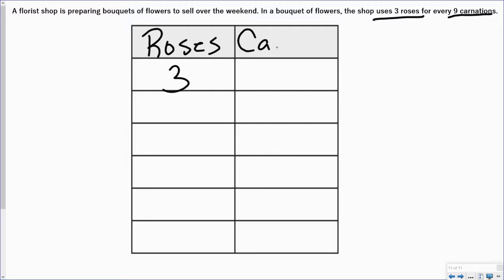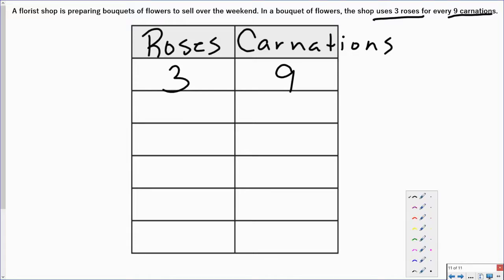So my carnations would go here, and I would put my 9 here. So now I'm going to work through and make my equivalent table, or equivalent ratios, to fill in my ratio table. Now, again, I can look at this a variety of ways. I can look here and say, every time I have roses, I'm going to multiply it by 3 to get my carnations. Or I could work my way down my ratio table by using multiples of 3 and multiples of 9. Either way is going to work to get my equivalent ratios.